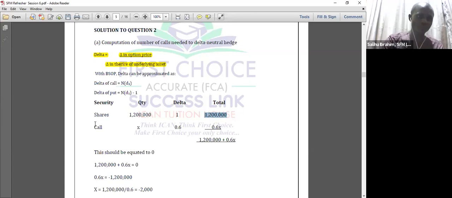Then what do I now want to use? I want to use call option to hedge. How many units of call option do I need? I don't know. So I represent with X. What is the delta of the call? The question says the delta of the call is 0.6, isn't it? The delta of the call is 0.6.